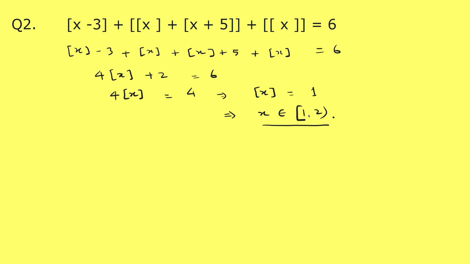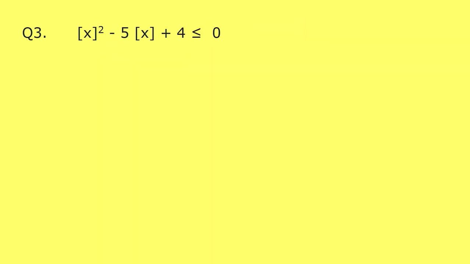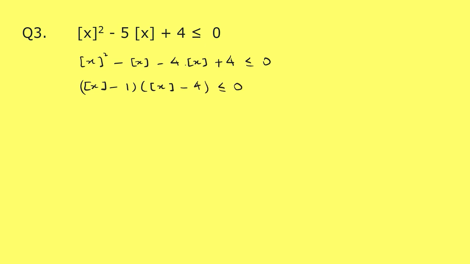Let's go to question number 3 then. In question number 3, you can see we got an inequality like this. It's a quadratic inequality. You know how to split the middle term and factorize it. So that's what we are going to do here. We'll factorize using the splitting the middle term method. We get two factors now. Greatest integer of x minus 1 is one factor, and greatest integer of x minus 4 is the second one. And that is how you get the inequality.